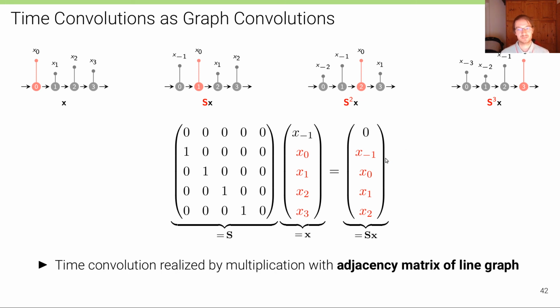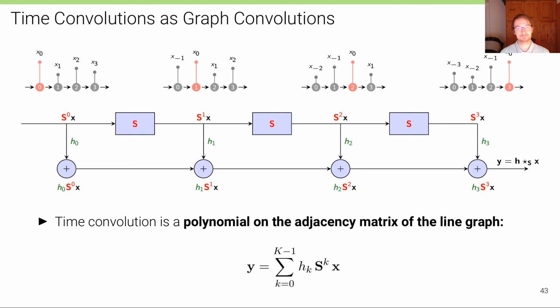So we have x minus 1, x0, x1 and x2 at the locations inside that vector where we had x0, x1, x2, and x3. And again, imagine these matrices and these vectors to extend to infinity in both directions here, like in previous time and in future time. So we have found a shift operator, a very simple shift operator that is allowing to realize regular time convolutions as a special case of graph convolutions.